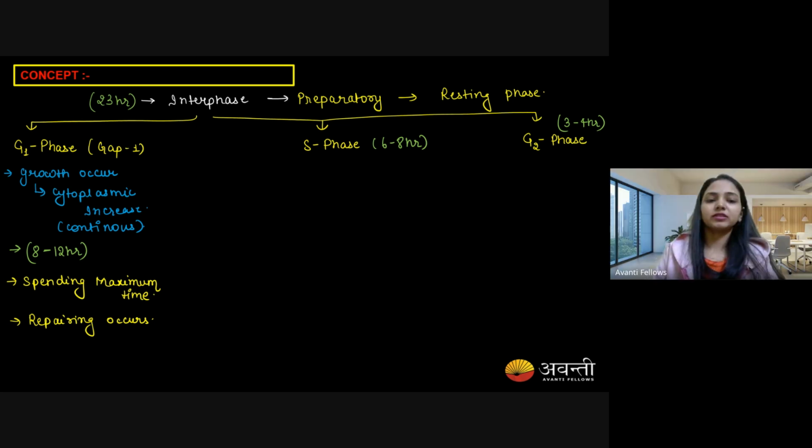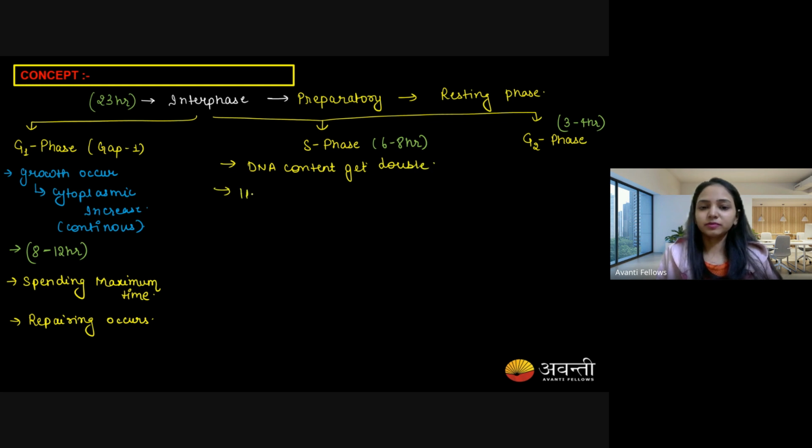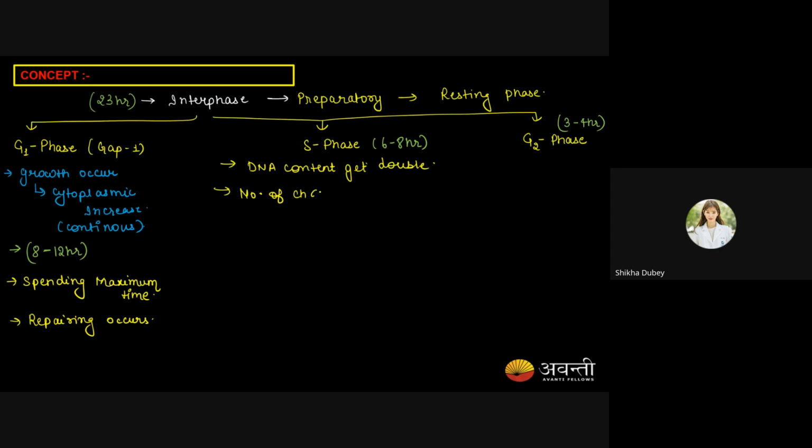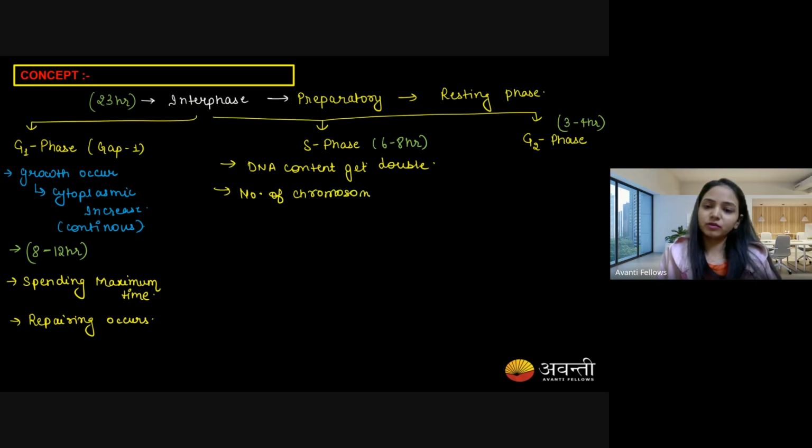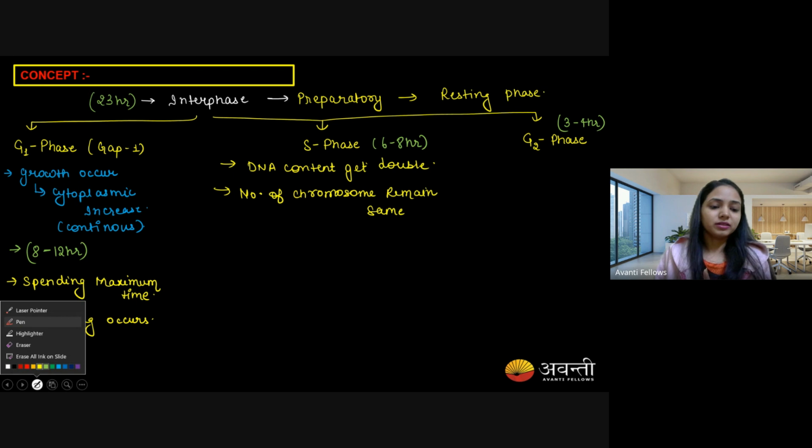Very good. And in the S phase, what will happen? DNA replicates. DNA content gets doubled, so we can write it, it gets doubled. But the number of chromosomes is the same. Very good. The number of chromosomes remains the same.